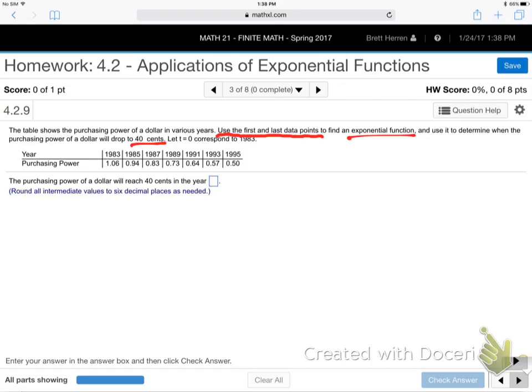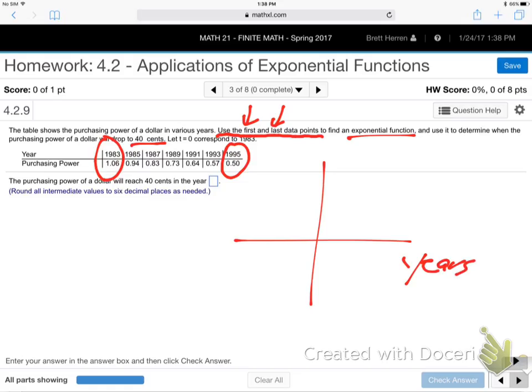Anyway, all I care about is I'm just going to show you the math. First and last data points. What does that mean? Those two numbers, this one and this one. I'm grabbing the first entry in the table and the last entry in the table. The idea is this. It's exponential. The years are like the x-axis. This is like x, the years, and the y's are the purchasing power, what it can buy.